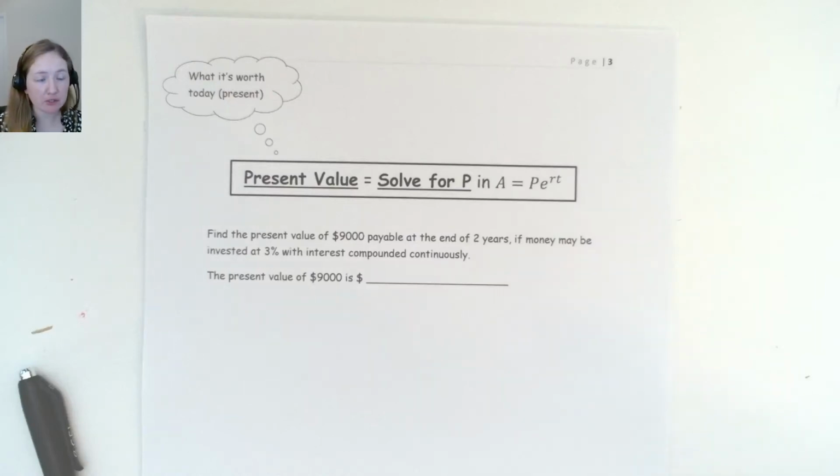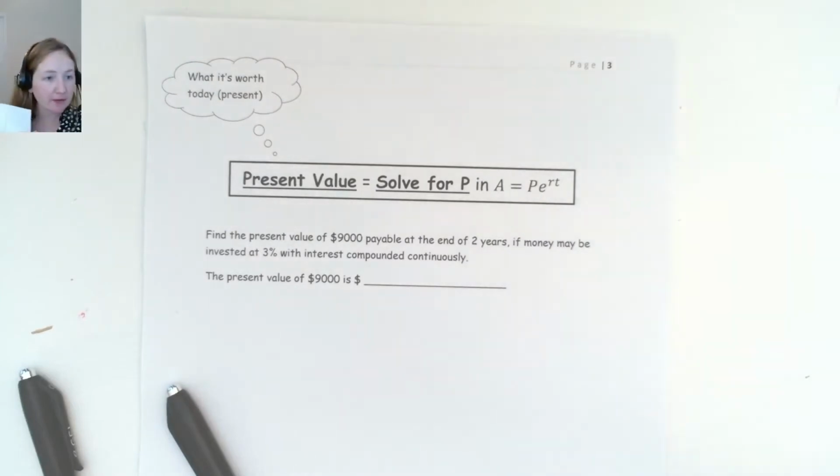Okay, so the second goal of this section is to find the present value. There are two ways of doing this. There is a formula for present value. I will show you that in 2 pages. I am not a huge fan of memorizing a bunch of extra formulas.